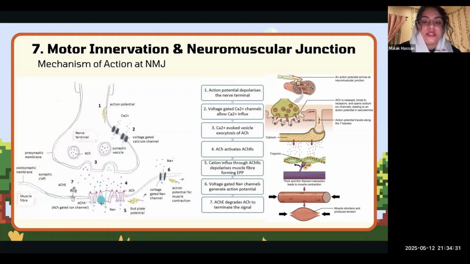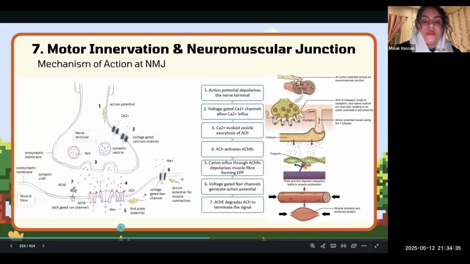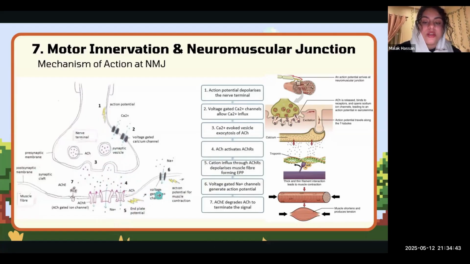It's going to activate the receptors, and then there's going to be cation influx through the ACh receptors, and there's going to be a voltage-gated sodium potential. Sodium channels are going to open and they're going to generate an action potential, and then you have AChE, which is going to degrade all of the ACh to terminate the cycle or the signal.